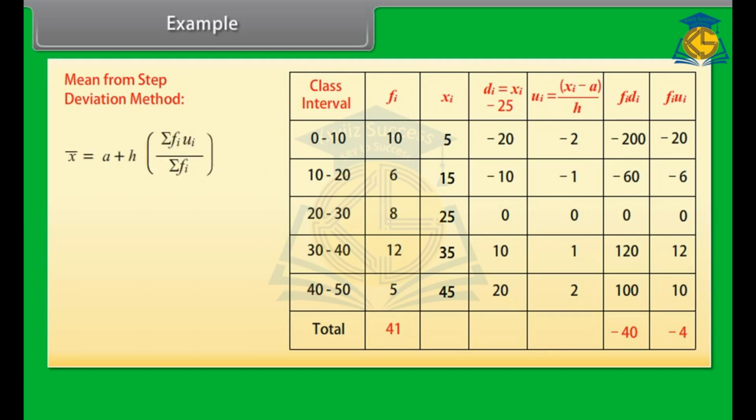plus h multiplied by summation of the product of fi and ui divided by summation of fi. 25 plus minus 4 by 41 multiplied by 10. 25 minus 0.98. 24.02. Mode of grouped data.